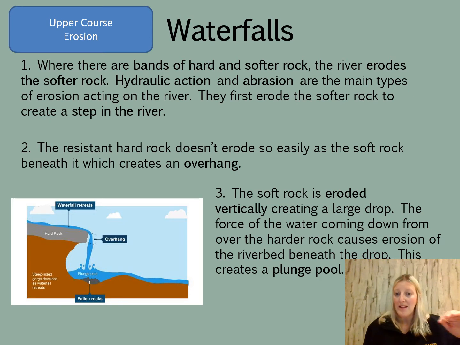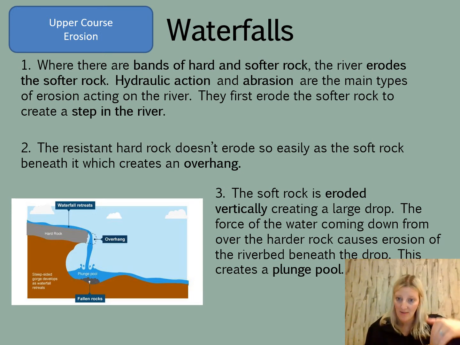The softer rock beneath the harder rock as well gets eroded away, and what we get then is this overhang being created, and the diagram there illustrates that to you. That pale grey rock is the harder rock that's more resistant and has stayed in place, and the softer rock beneath it is starting to erode away more quickly, so we get this big piece of overhanging resistant rock. That starts to create this large drop, and the force of the water coming down over the harder rock causes erosion of the riverbed beneath it.